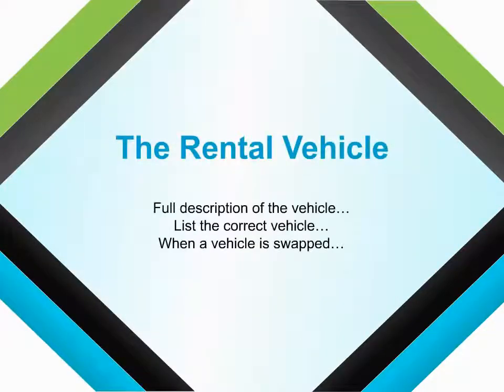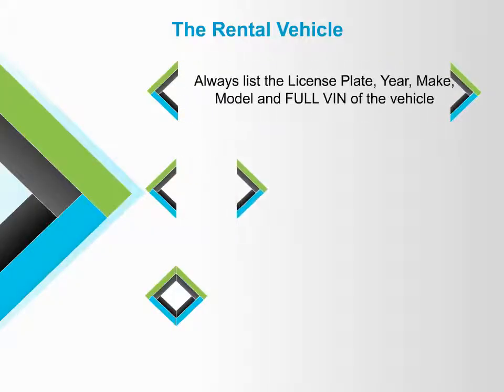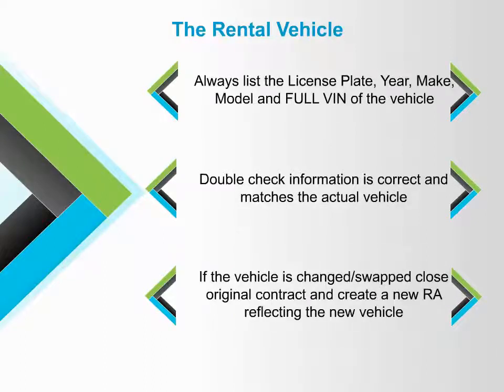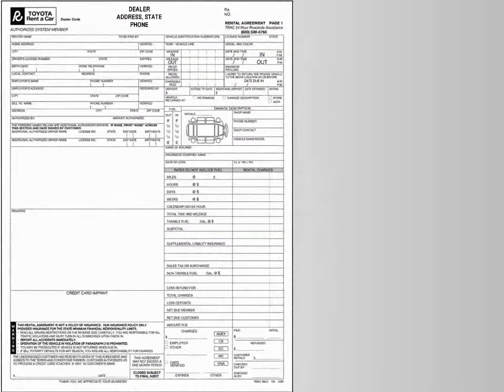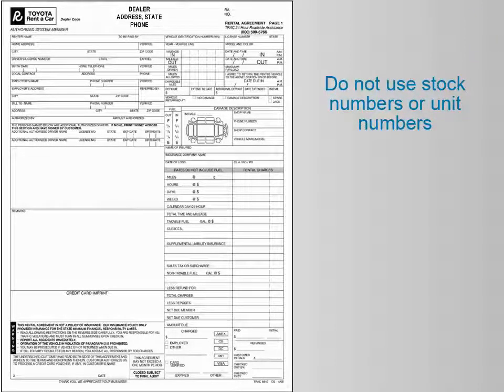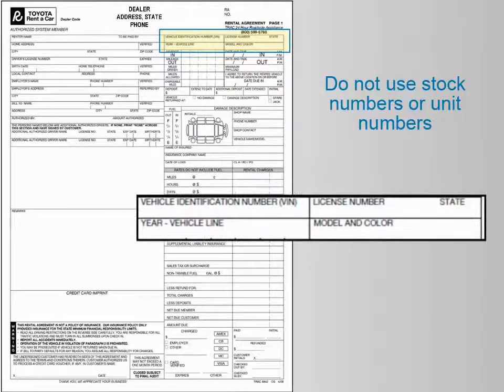Accurately describing the vehicle being granted to the renter is critical to your contract. Always list the associated license plate, as well as the year, make, model, and full VIN of the vehicle. Do not use stock numbers, unit numbers, or simply list the last 6 or 8 digits of the VIN. Take the time to double-check your vehicle information to ensure that it is correct and matches the vehicle that is being utilized by the renter. Remember, some rental vehicles may look exactly the same model and the same color, so take the time to ensure that the vehicle information is correct on your rental agreement.